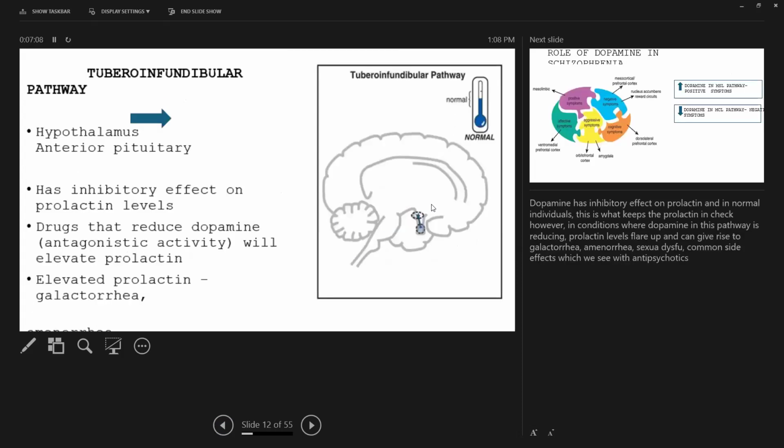The fifth one is the tuberoinfundibular pathway. It goes from the hypothalamus to the anterior pituitary, and it has an inhibitory effect on prolactin levels, so an elevated prolactin level causes galactorrhea.